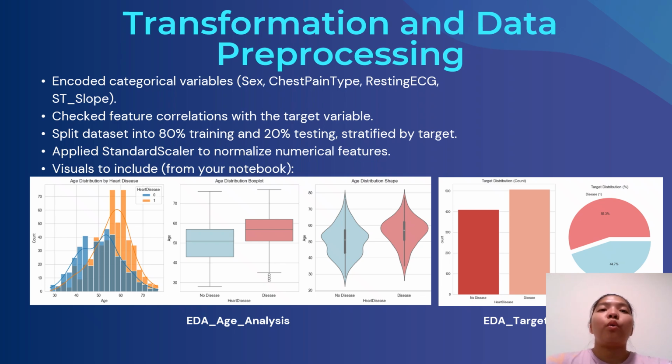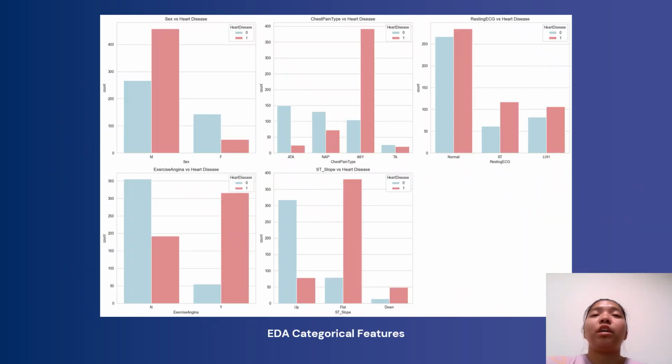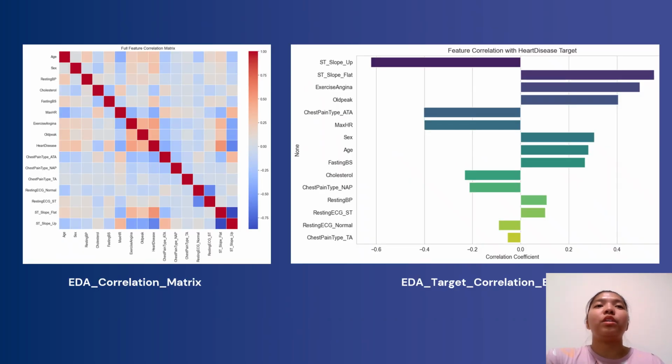During this step, we also created visualizations like age analysis and target distribution. You can also see here the categorical feature visualization: sex, chest pain type, resting ECG, exercise angina, and ST slope. And in here, you can see the visualization of correlation matrix and target correlation bar. This visual gave us a better understanding of the data before modeling.